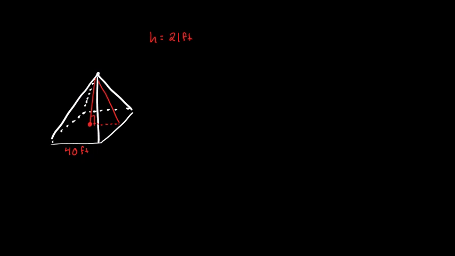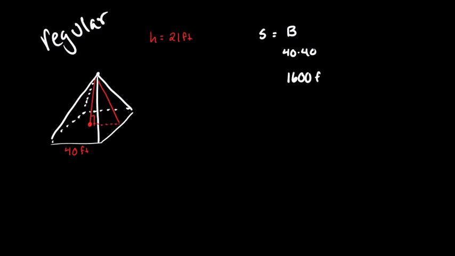So in this section, this is going to be dealing with all regular pyramids, meaning that the bases are going to be regular shapes, equiangular, equilateral. So in this case, the base looks like a square and is a square. So in order to find the complete surface area, I have one base. So I'm going to take the area of the base so far. So the area of the base is 40 times 40 feet. So I am going to get 1,600 feet squared.